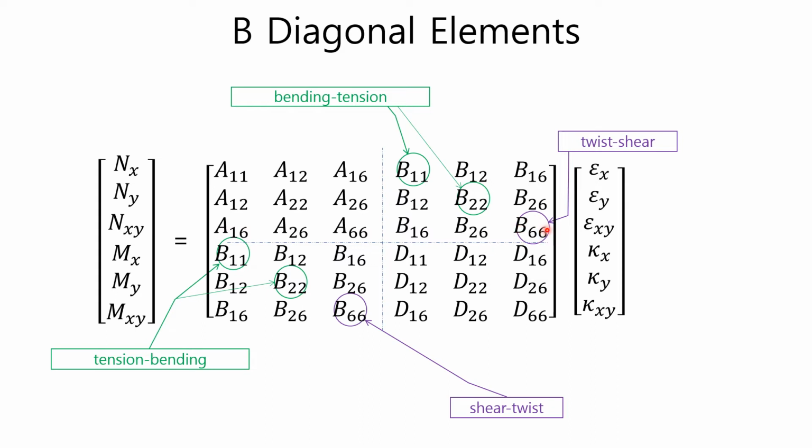In the same way, for the other diagonal stiffness element, the strain εx produces the moment mx in proportion to the stiffness element B11. The strain εy produces the moment my in proportion to stiffness element B22. Finally, the shear strain εxy produces the twisting moment mxy in proportion to the stiffness element B66.